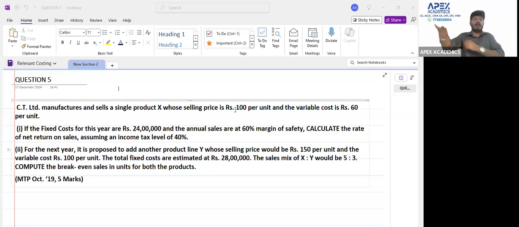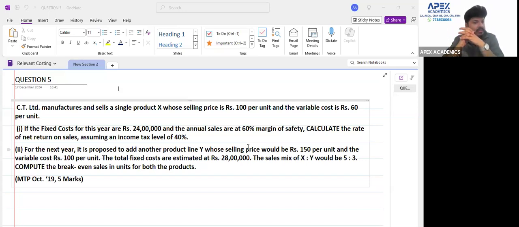Question number 5, mark it as an important question because it has got the new concept of combined break-even points. Let us see what it is. CT Limited manufactures and sells a single product X whose selling price is 100 rupees per unit and the variable cost is 60 rupees per unit. So we know on this basis contribution is 40 per unit. Contribution 40 per unit has come, so PV ratio of 40% has also come, in case of the single product.